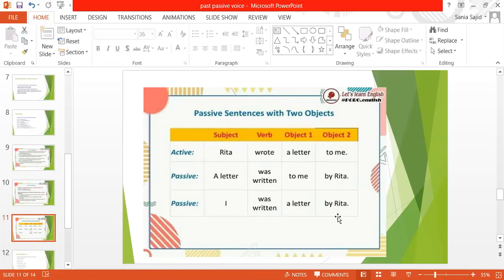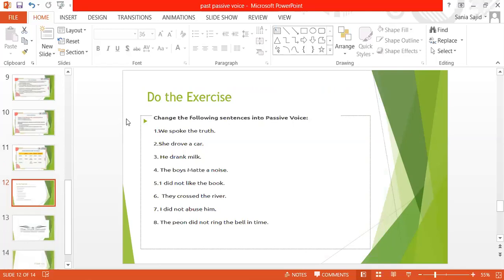For example, he gave me a box of chocolate. He gave me is also the first object. A box of chocolate is the second object. I can also write it: a box of chocolate was given to me by him. Or I can also write: I was given a box of chocolate by him. So I hope you all got the full understanding of passive voice, past indefinite.